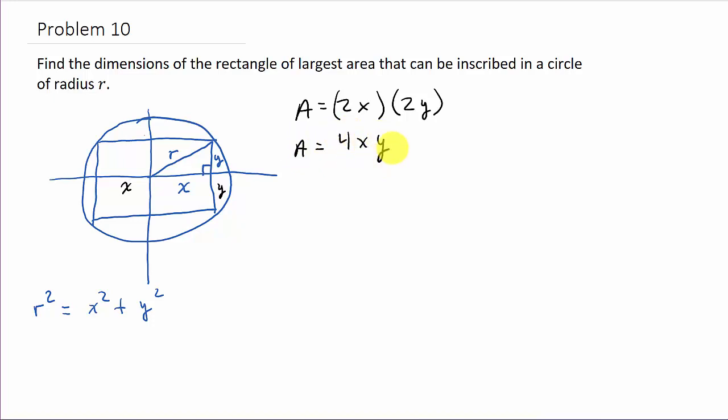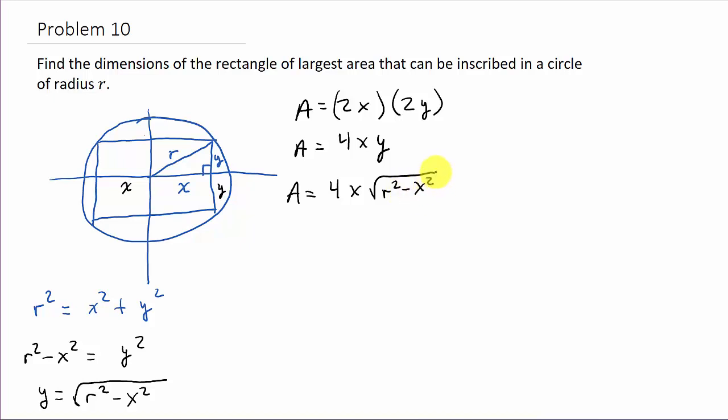All right, so I want to get everything in terms of one variable, and then I want to take the derivative of it. So let's solve this for y, and then I can plug that into here and everything will be in terms of x. So I get r squared minus x squared is equal to y squared. So y is the square root of r squared minus x squared. And it's positive. I know the distance from here to here is positive. All right. So that's going to give me an area of 4x times the square root of r squared minus x squared. All right, so I need to take the derivative of this.